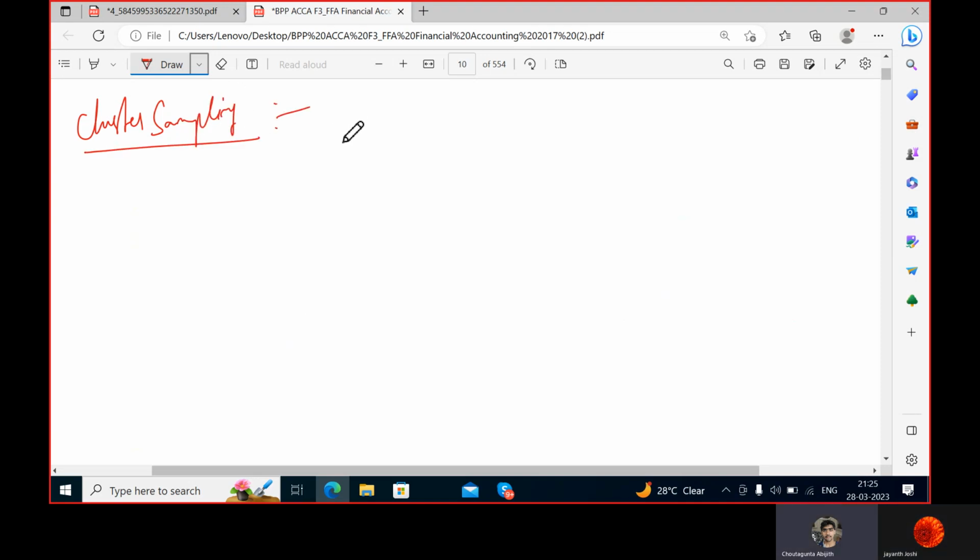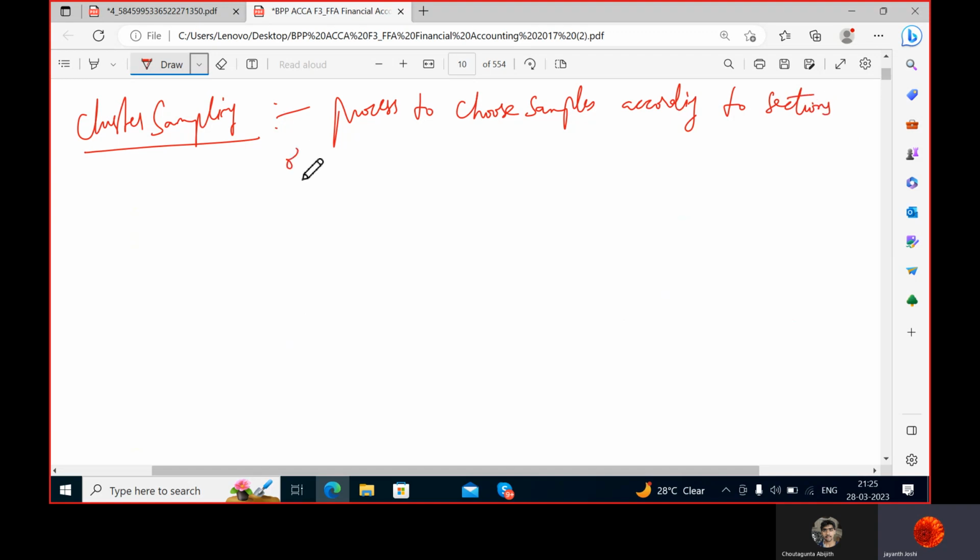Cluster sampling. So, it is a process to choose the sample according to sections or clusters. Okay. So this is nothing but a method of sampling a population.